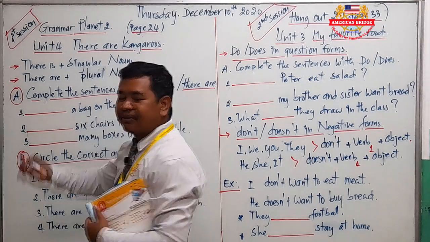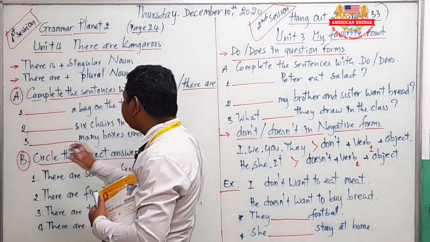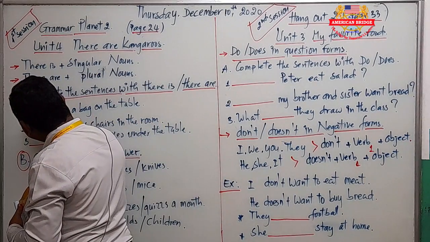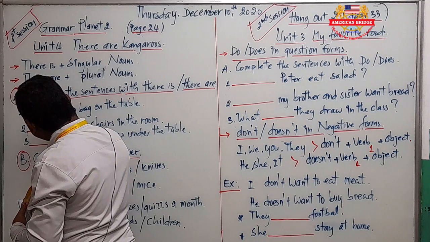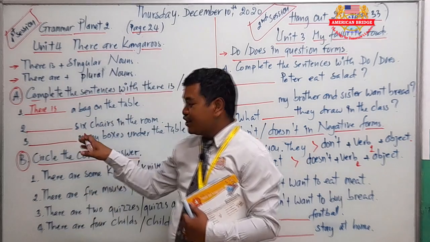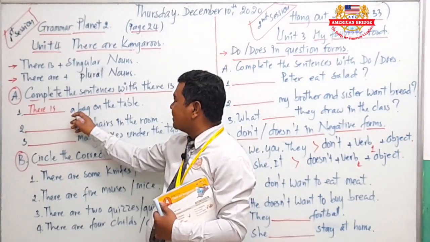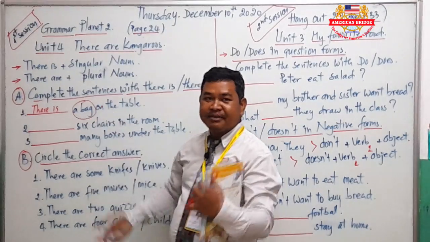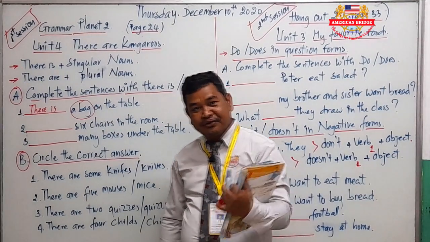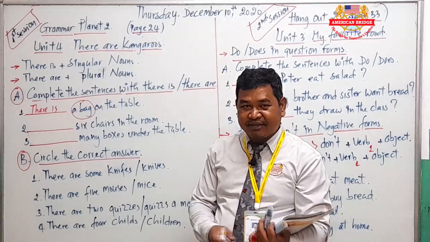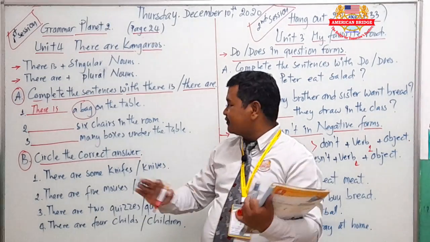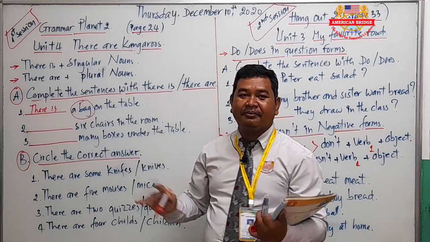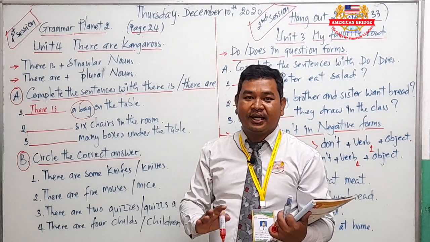There is, because we have only one. There is plus singular noun. So where is the noun, everyone? Yes, there is, right? You have to complete there is because this one is a bag. A bag is a singular noun. If it is a plural noun, we have to add s. You understand what I mean? So if we have s, we use there are. But for singular, we use there is.